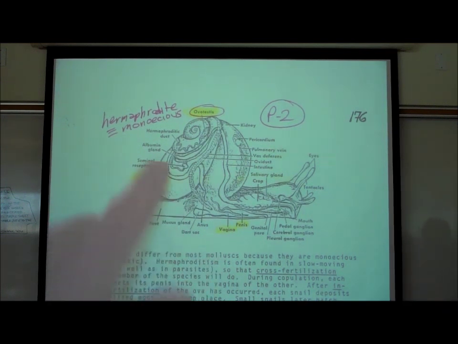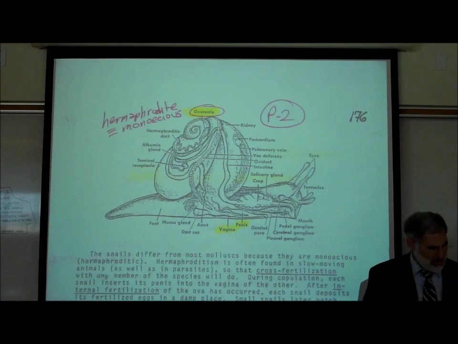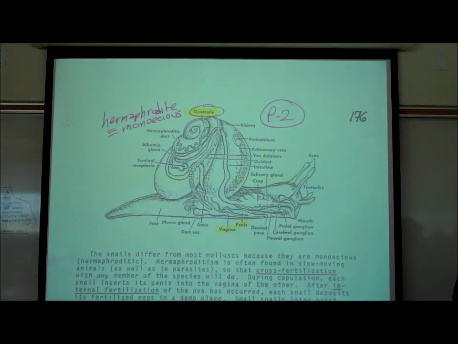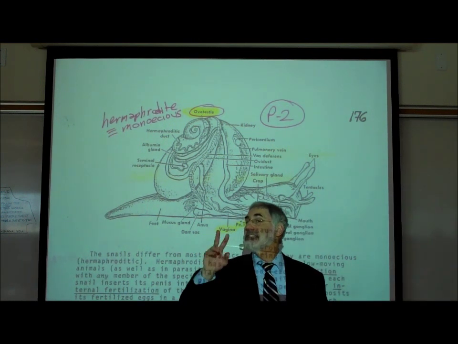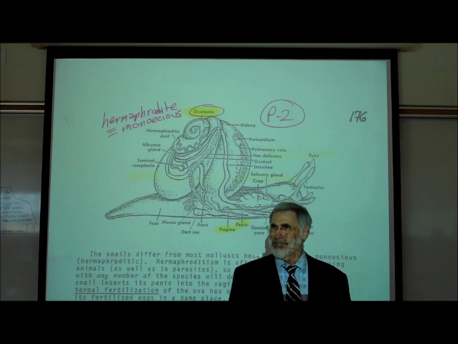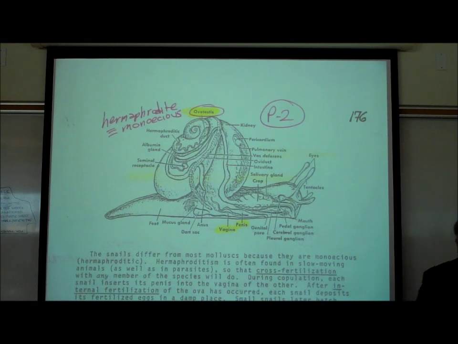And you'll notice up here, there's something called an ovotestes. So the big point is that they're hermaphrodites, or the word that we learned last time is monoecious. Monoecious means one type. We humans are dioecious. There are two types. You'd say, what do you mean two types of humans? There's male humans and female humans, right? The males don't understand the females, and the females don't understand the males. They're two different types of humans. But there's only one type of snail.